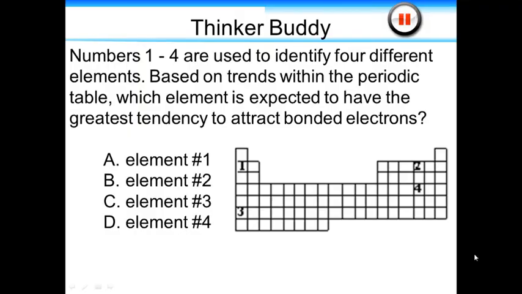Thinker buddy question. Numbers 1 through 4 are used to identify 4 different elements. Based on trends within the periodic table, which element is expected to have the greatest tendency to attract bonded electrons? Is it element number 1 in the upper left-hand corner of the periodic table? Element number 3 in the lower left-hand corner of the periodic table? Element 2 in the upper right-hand corner of the periodic table? Or element 4 lower down in the right-hand side of the periodic table?